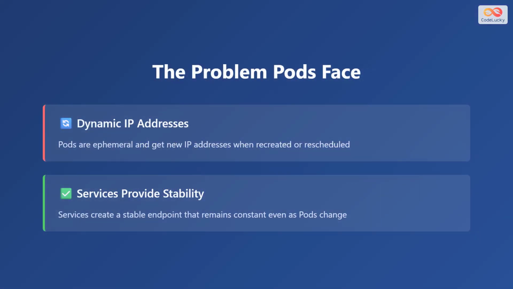Before we understand services, let's look at the problem they solve. Pods in Kubernetes are ephemeral, meaning they're temporary by design. When a pod is recreated, rescheduled, or replaced, it receives a completely new IP address. This creates a major challenge. How can other applications reliably connect to pods if their addresses keep changing? This is where services come to the rescue. Services provide a stable, unchanging endpoint that remains constant even as the underlying pods are created, destroyed, or moved around the cluster.